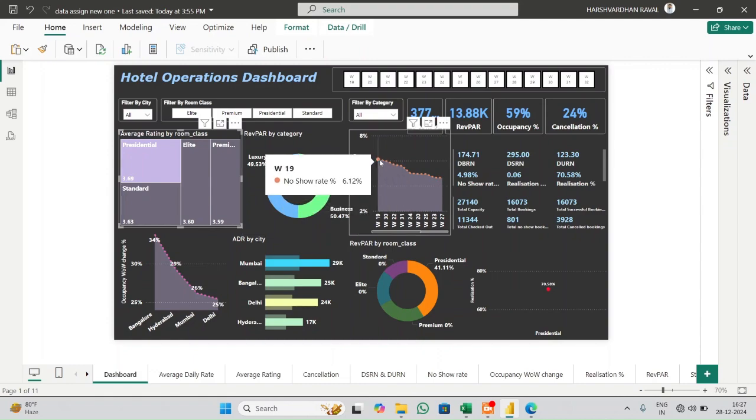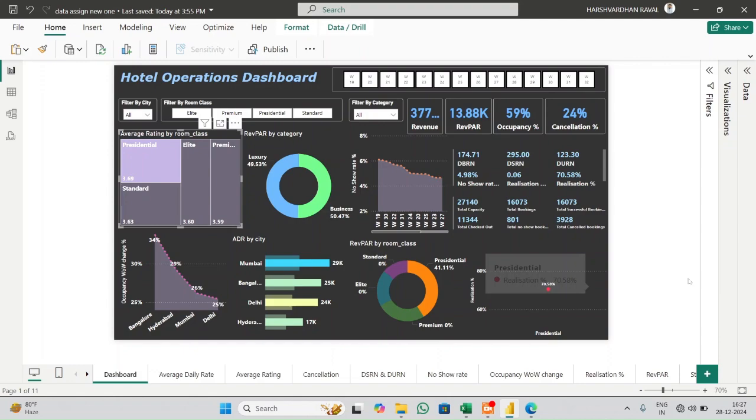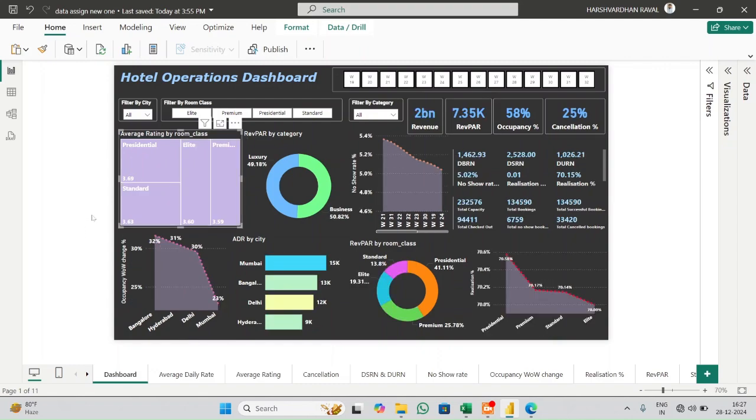Here it is seen that week on week the no show rate is decreasing in presidential room in the week 19 to 32. Okay, then the percentage realization is 70 percentage. Maybe it is seen occupancy is 59 percentage for the presidential room. Cancellation is only 24%. If you uncheck it, it will give all the data.